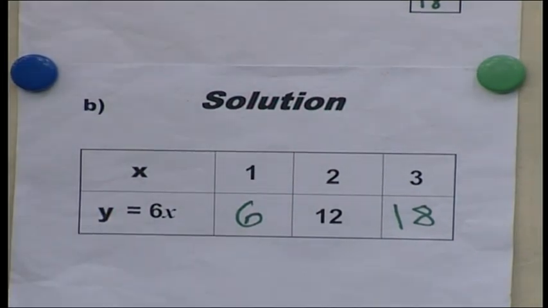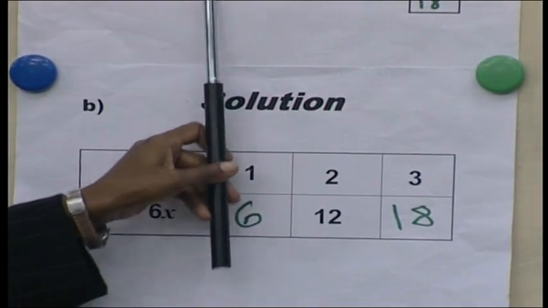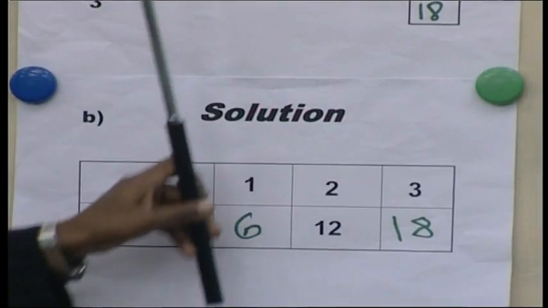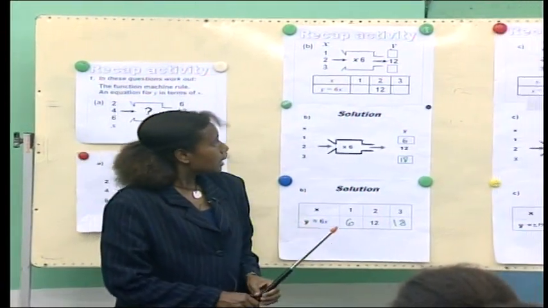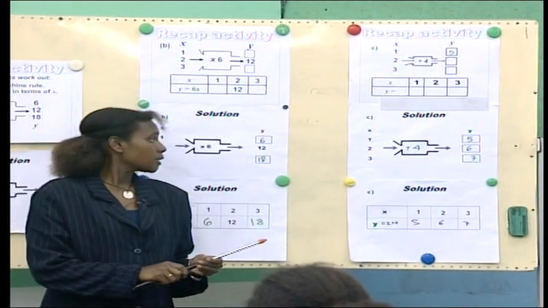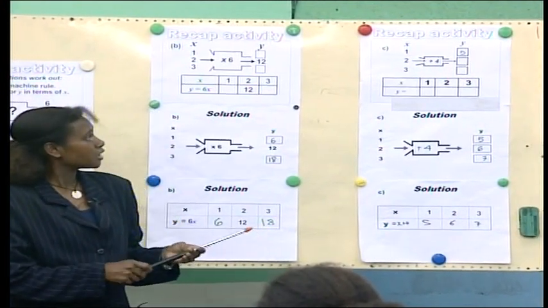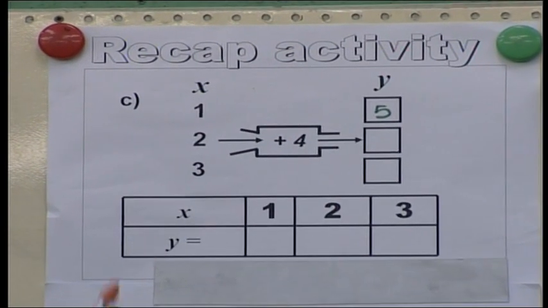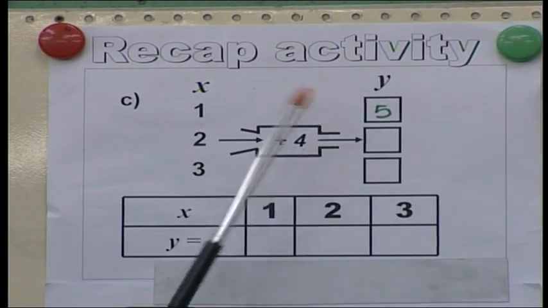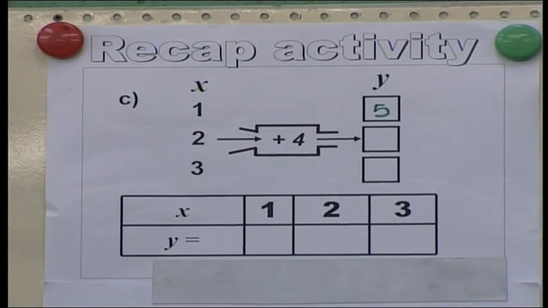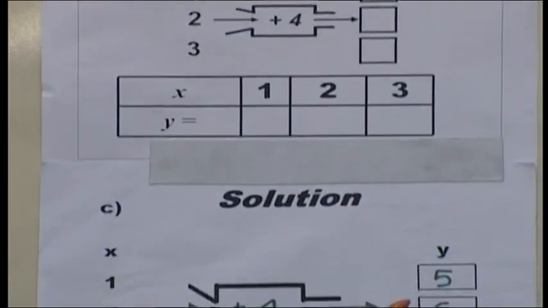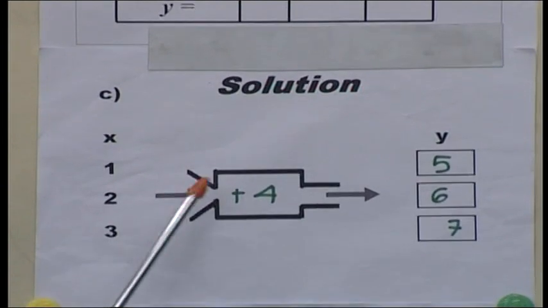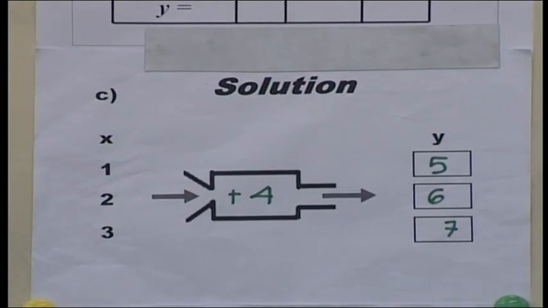Okay, let's move on. If you have the same answer for B, I'd like you to mark your work correct. Recap activity C. This time, the function rule is we are adding 4. 1 plus 4 is 5. Very good. 2 plus 4 is 6. 3 plus 4 is 7.